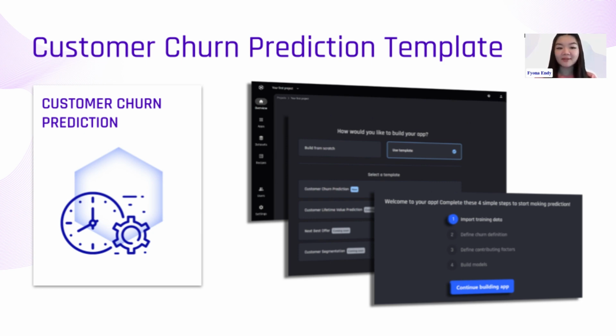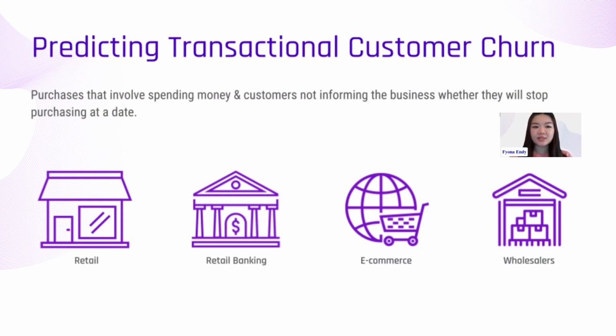For now, we have the Customer Churn Solution Template that's designed for non-contractual and monetary transactions. This refers to purchases that involve spending money and customers not informing the business whether they will stop purchasing at a date. Some examples are personal banking, e-commerce, retail, and wholesalers. This is perfect for marketers, growth, and customer success specialists.